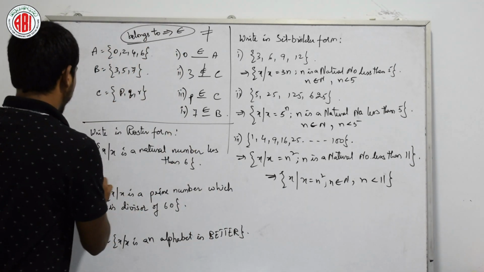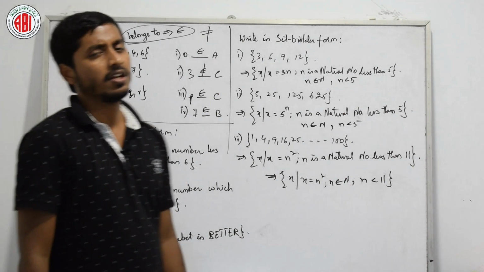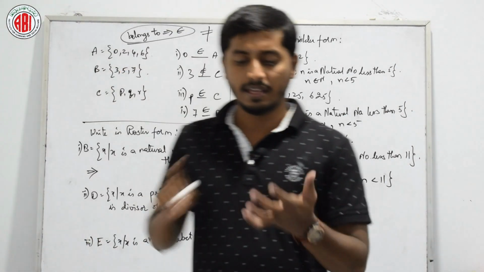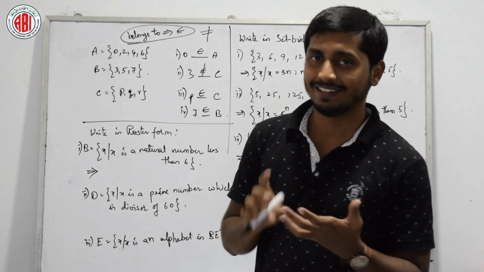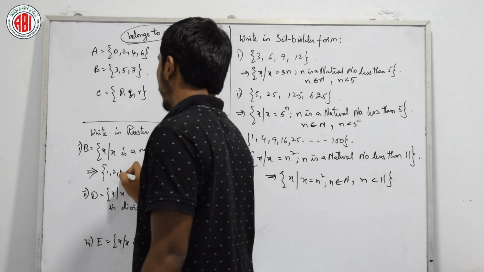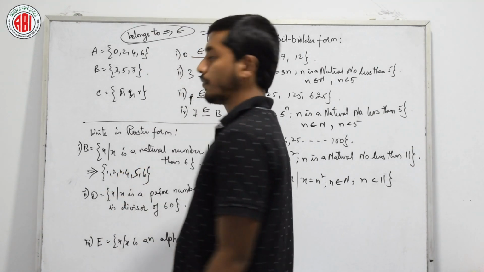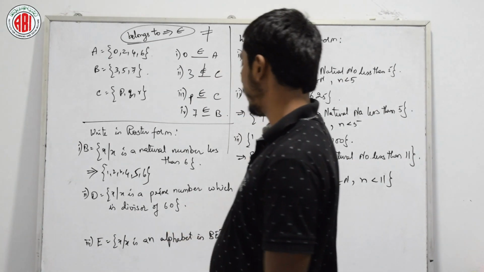Here, what is the question given? X such that x is a natural number less than 6. What are the natural numbers less than 6? 1, 2, 3, 4, 5. Right? That's it. Is it right? Now let us move on to the next problem.